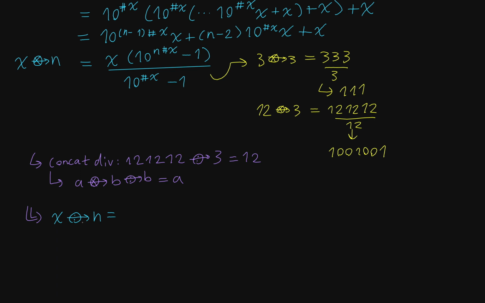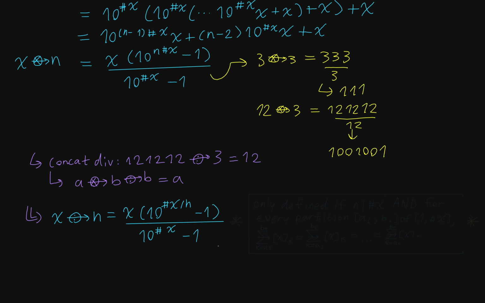And so if we want to get the original, we just have to divide by n. So we'll have x times 10 to the digit count of x divided by n. And then what used to be the normal n times the digit count of x is just x, the digit count of x itself, right? So then we just divide by 10 to the digit count of x minus 1.